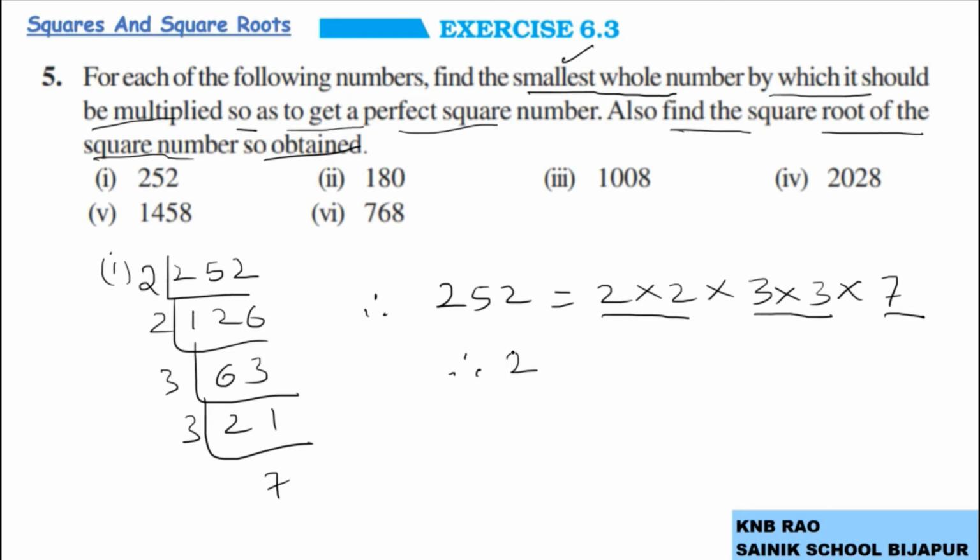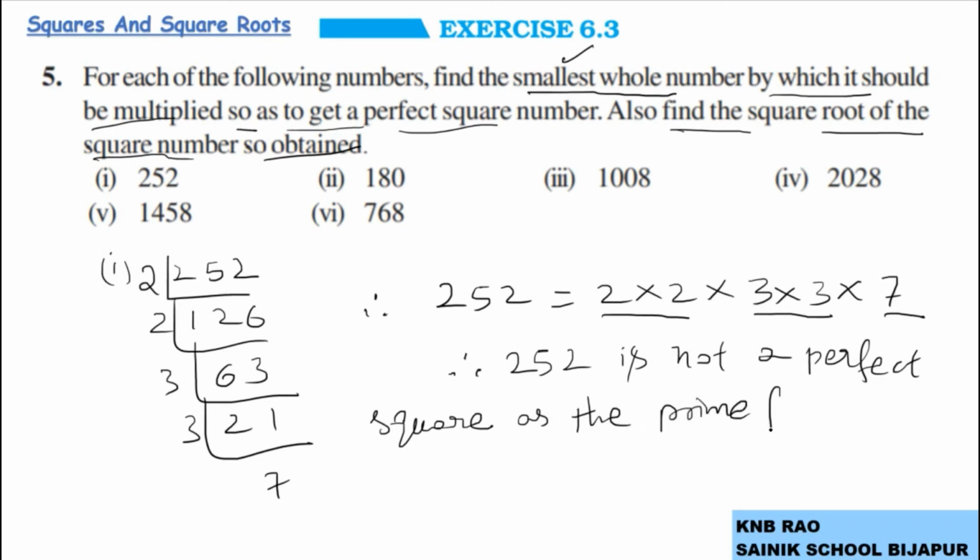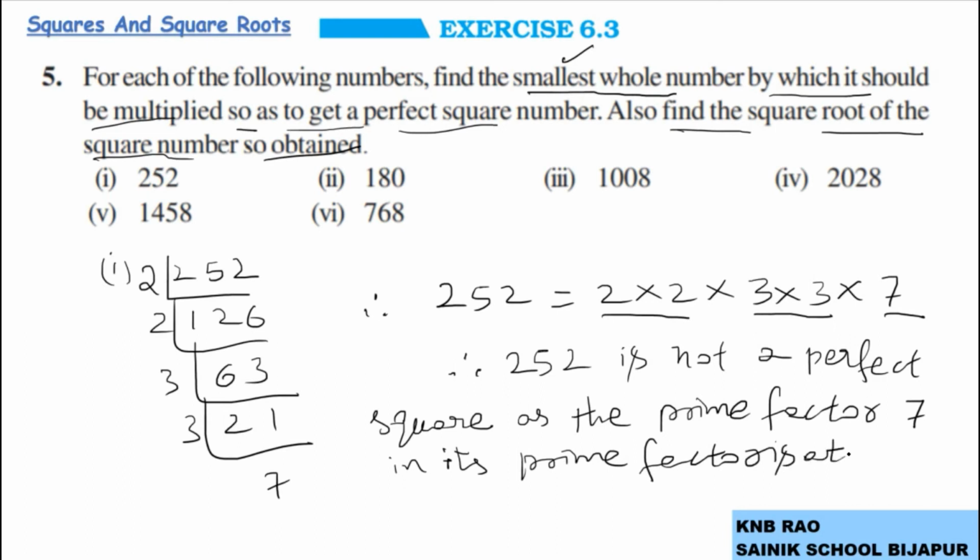So what will we write? Now we will write: 252 is not a perfect square as the prime factor 7 in its prime factorization is not in a pair.